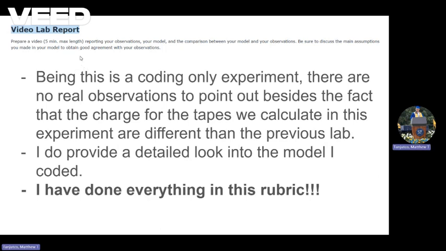Video lab report. Also, just a heads up, being that this is a coded lab, there's not really any observations to point out, besides the fact that the charge for the tapes we calculated in the previous lab were different than the ones we calculated in this experiment. I do provide a detailed look into the model I coded, so as per rubric, I followed everything that was given.